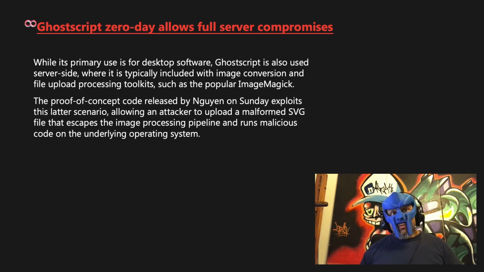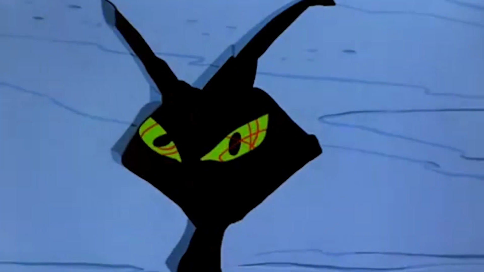The proof of concept code released by Nguyen on Sunday exploits this latter scenario, allowing an attacker to upload a malformed SVG file to a server that escapes the image processing pipeline and then runs malicious code on the underlying operating system.